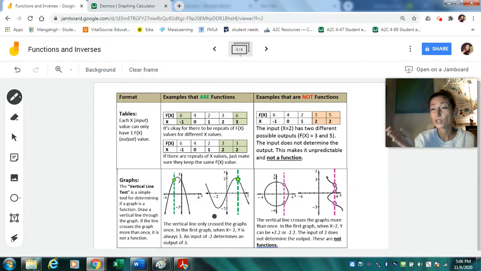Graphs, we have a little trick for making the same idea. So if you make a vertical line, that's the line that goes up and down, through a graph at any point, does it cross the graph more than one time? If it doesn't, if it's just one time, you have a function. If it's more than one time, you do not have a function. But it's the same reason as with the tables.